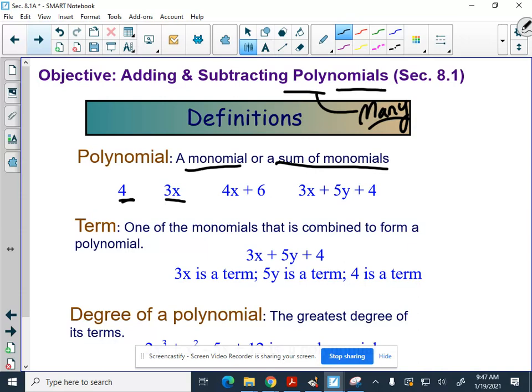But this one, 4x and 6, when we add them, now that one has two different terms, and they can't be put together because they're not what we call like terms. We can't put that together and get 10x, right? Because it would have to be 4x plus 6x. If it was 4x plus 6x, we'd get 10x, it would make it a monomial. But this one actually is what we call a binomial. We'll see it on the next page.